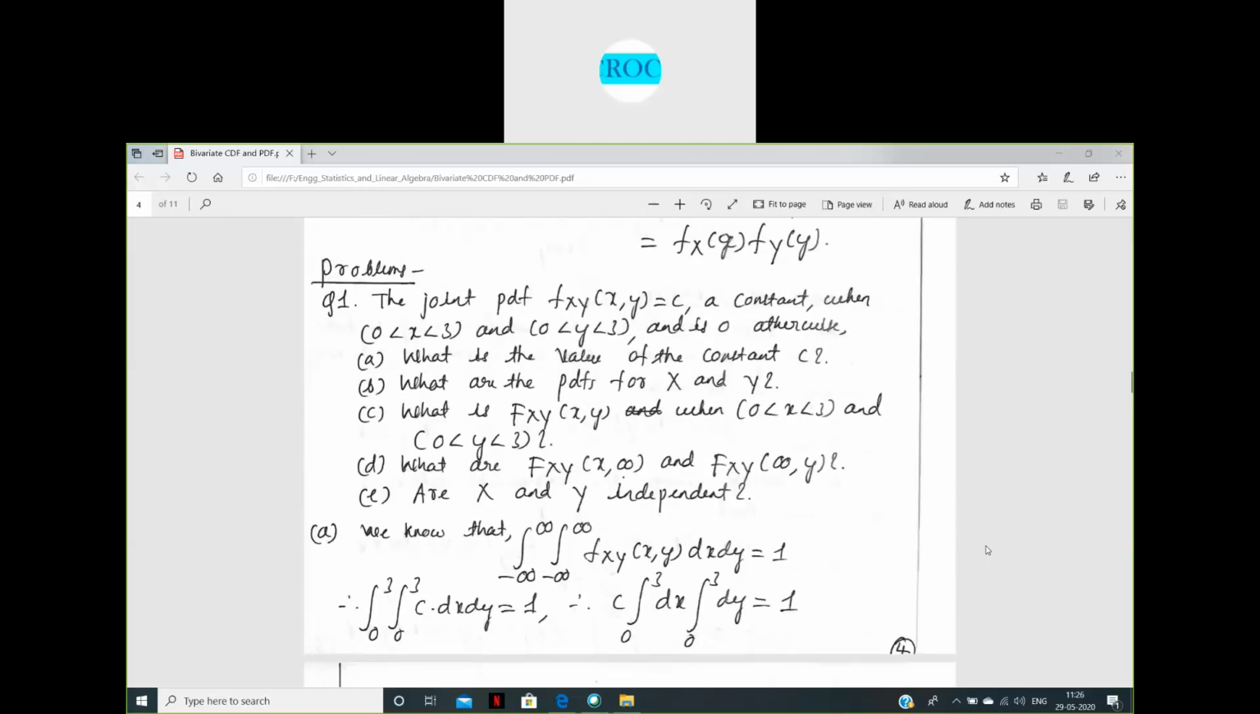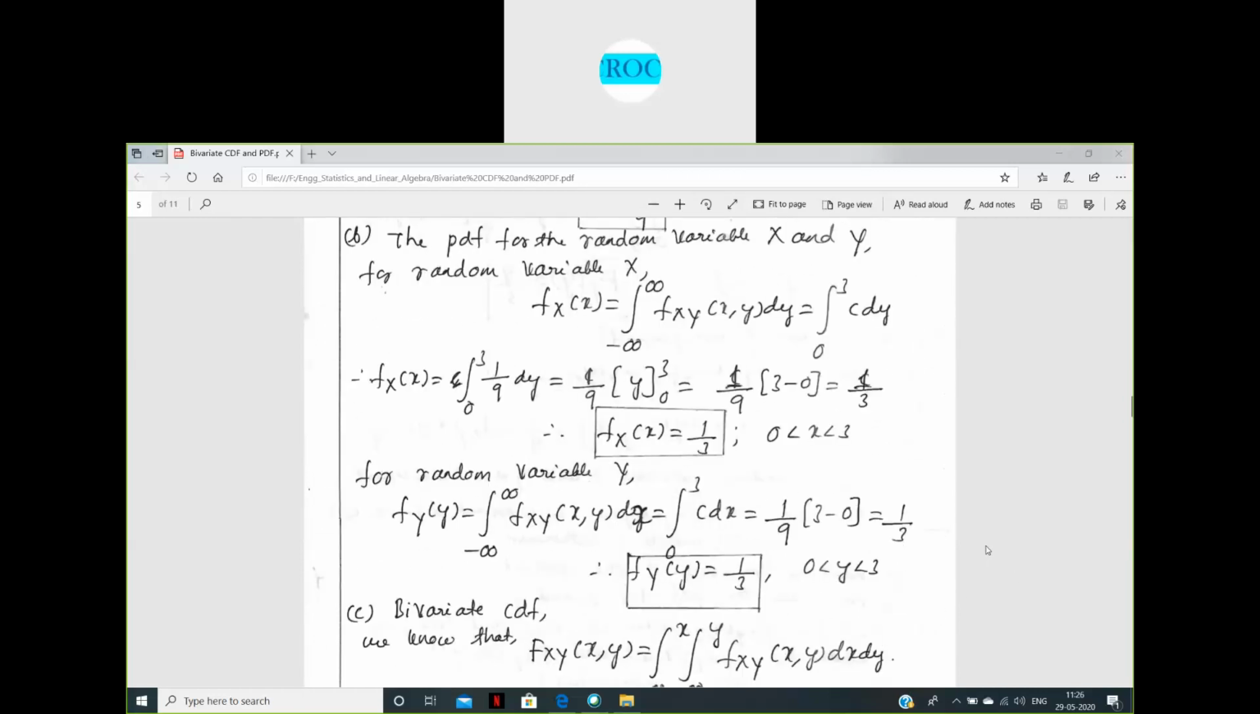Second, what you need to calculate is the PDF for X and Y, which are lowercase f_X(x) and lowercase f_Y(y). f_X(x) is equal to the integral from minus infinity to infinity of f_XY(x,y) dy, because we are calculating f_X(x). Since it is dy, the limits are 0 to 3, and the bivariate PDF is c, and the value of c is 1 by 9. The integration of 1 dy is y, with limits 0 to 3: 3 minus 0. 3 by 9 will be 1 by 3.